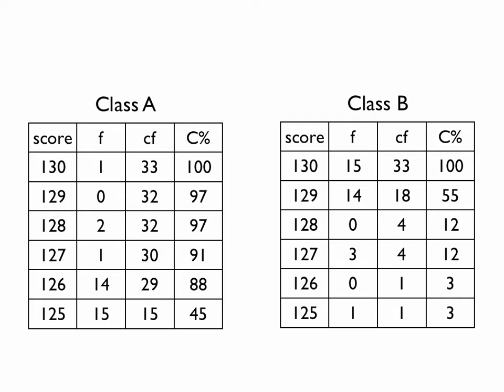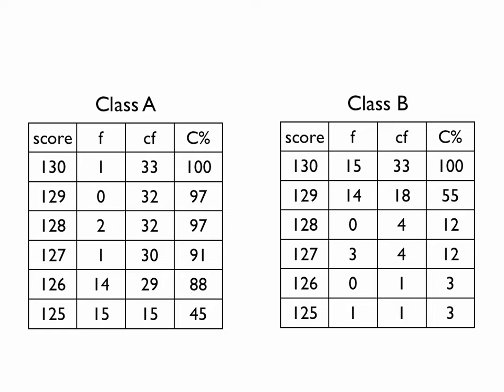Now if we look at Class B, things are a little different. Most of the scores are actually in the very high range, right? They're in the 129 to 130 range, and there are fewer scores that fall below 127. So even the range of the scores is the same, right? We have scores that fall from 125 to 130, but they're really distributed quite differently. Class A has many low scores, Class B has many high scores.